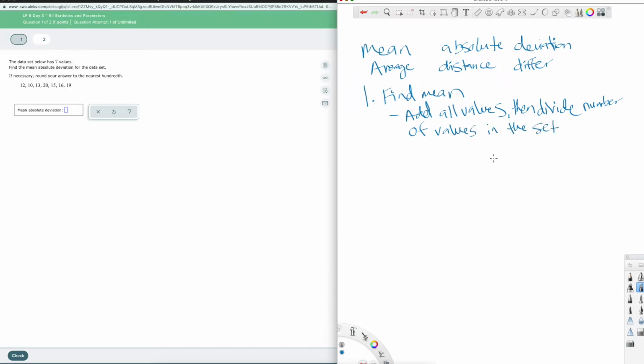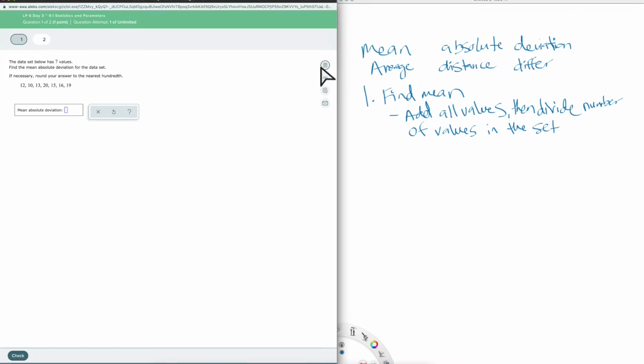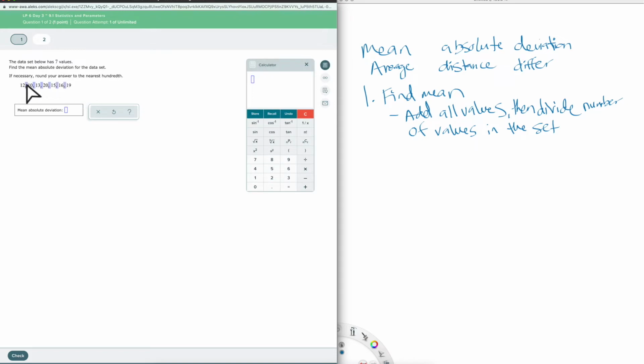All right, so let's go ahead and take a look at that. So we'll go ahead and add these guys together. So we have 12 plus 10 plus 13 plus 20 plus 15 plus 16 plus 19. I want to make sure I didn't type any of those wrong. Let's see, we have 12, 10, 13, 20, 15, 16, 19.